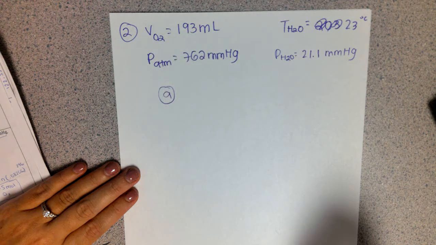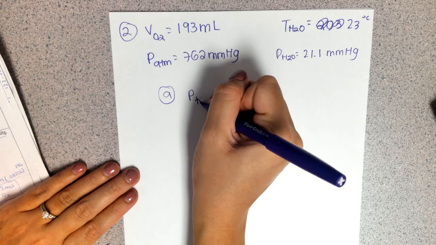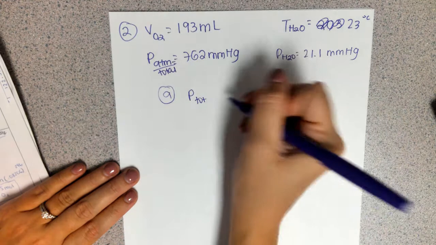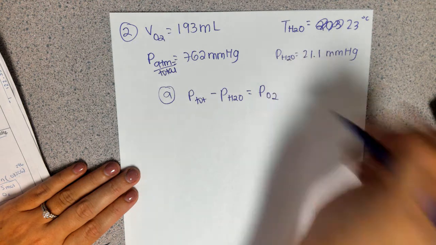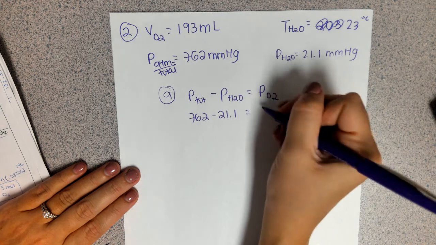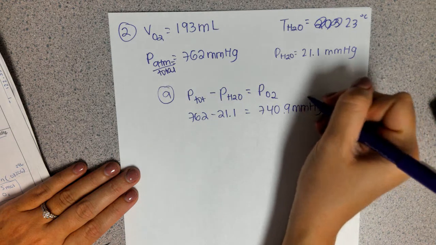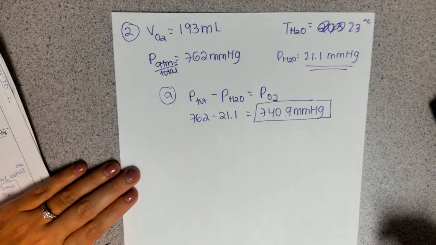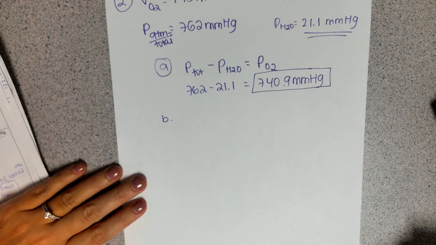So whenever you collect a gas over water, you have to take the total pressure, or the pressure of the atmosphere, that's the same thing, and subtract the pressure of the water vapor from it, and that will give you the pressure of your gas. So 762 minus 21.1, and that is 740.9 millimeters of mercury. That's the pressure of my gas. You have to subtract the pressure of the water from the atmospheric for the total pressure. B, how many moles of oxygen were created?